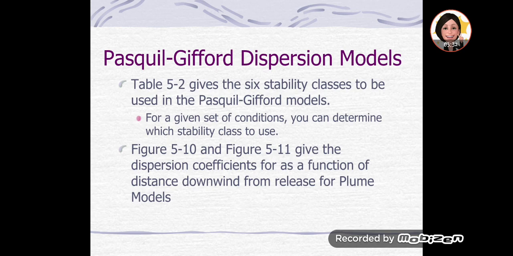There are a few tables and figures which are important in the Pasquill Gifford dispersion model. Table 5.3 gives the stability classes to be used in the Pasquill Gifford models. For a given set of conditions, we can determine the stability class to use. For example, if we are given daytime and a certain temperature, then we can choose whether it's A, B or C. Then we have figures 5.1 and 5.11, which are a function of the downwind release, a graphical representation of the table.